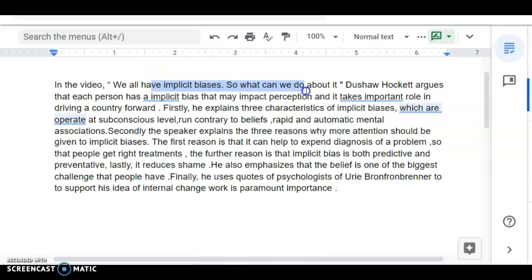Good idea to include the title. Does show Hockett, very good to include the name of the author. Argues that. That's a very good use of a reporting verb. And now we expect the main idea to follow in this sentence.